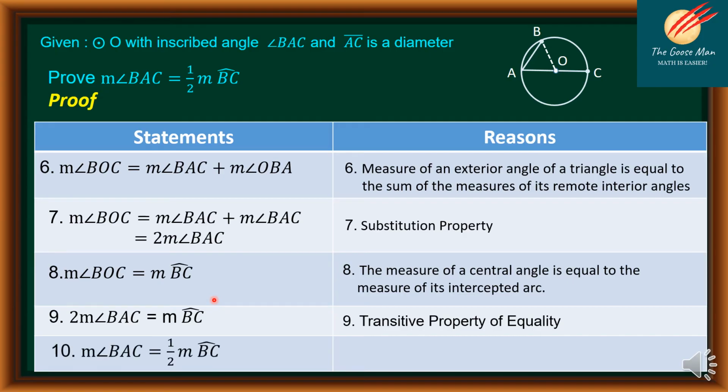Finally, if we divide both sides of the equation by 2, we have the measure of angle BAC is equal to 1/2 the measure of arc BC. And for our reason, that is the multiplication property of equality.